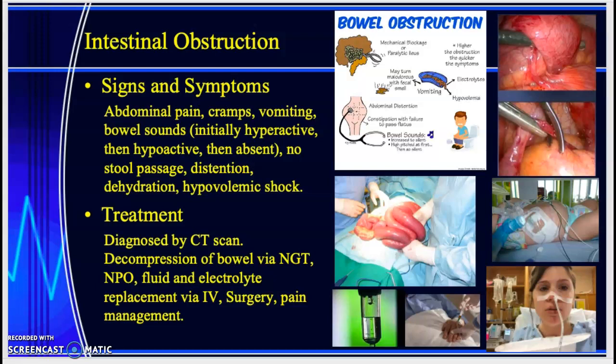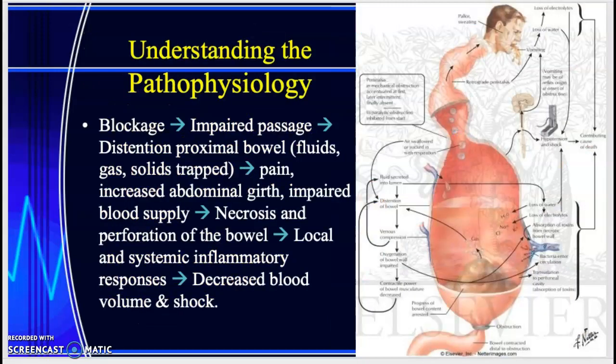And the treatment for bowel obstruction, it's usually diagnosed by a CAT scan, or sometimes they'll do an exploratory laparotomy. They'll put an NG tube in to decompress the bowel. The person will be NPO. They'll replace all the fluid and electrolytes because the person will be in shock and dehydrated. And they'll usually do surgery. They'll go in and find the area where the bowel is obstructed and remove that obstruction. And after surgery, often it's painful, so they'll give them pain medications like narcotics.